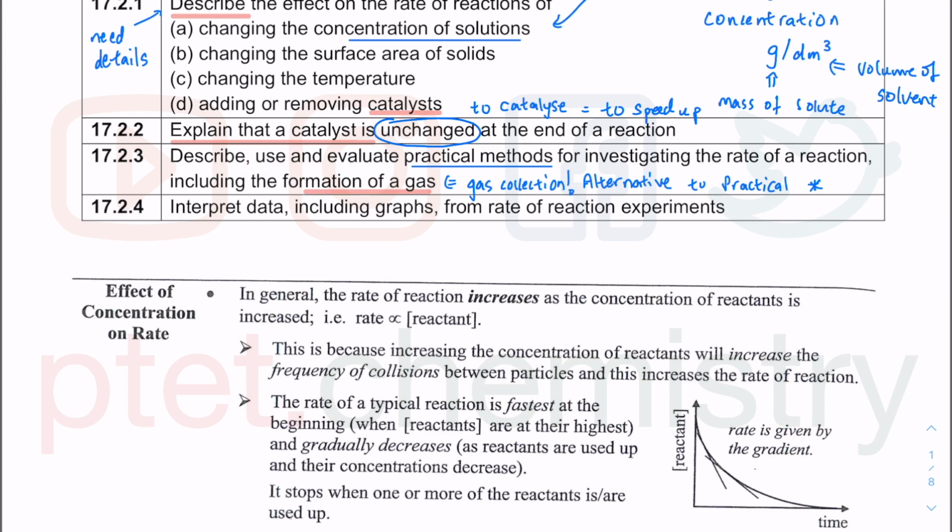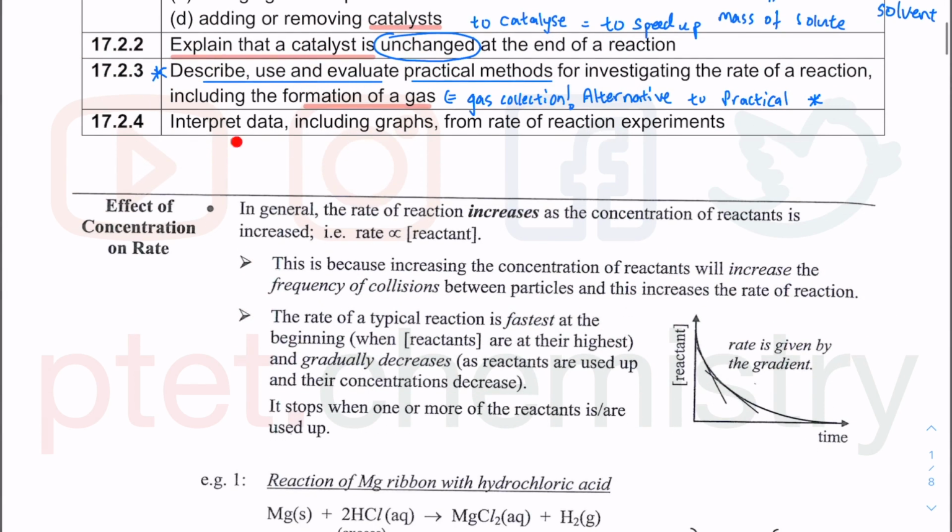These are one of the most important and one of the most difficult skill sets that even pure science, pure chemistry students struggle with. So you need to really keep up with the reasoning and the thinking associated with this particular science subject. Last but not least, you have to interpret data, including graphs from rate of reaction experiments. So this is basically how fast a reaction is going.